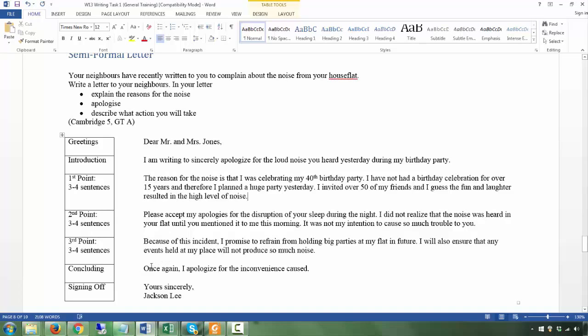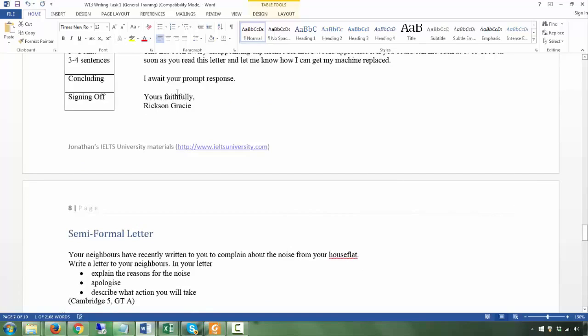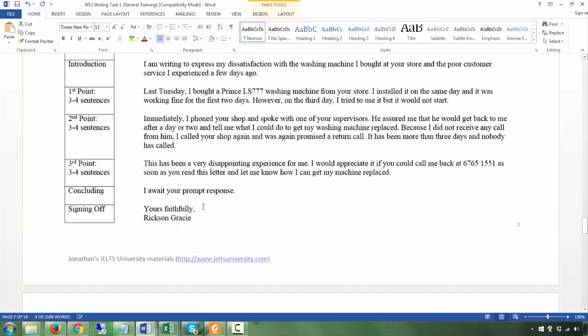Then the concluding paragraph: once again, I apologize for the inconvenience caused. Yours sincerely, because you know the person's name, not faithfully, as before. Yours sincerely, and then your full name, first name, last name. But it is faithfully when it is a formal letter and you do not know the person's name.